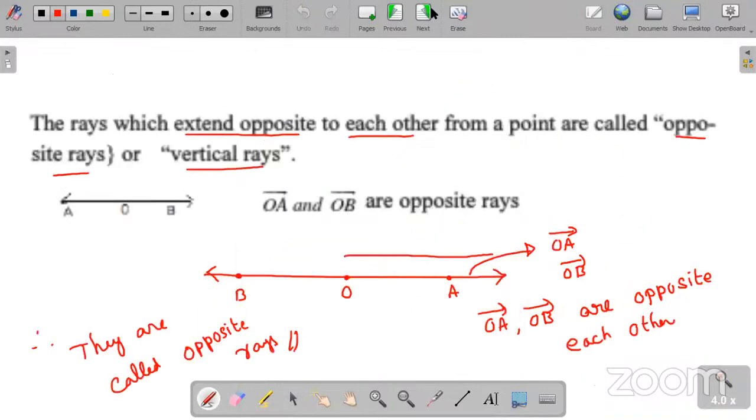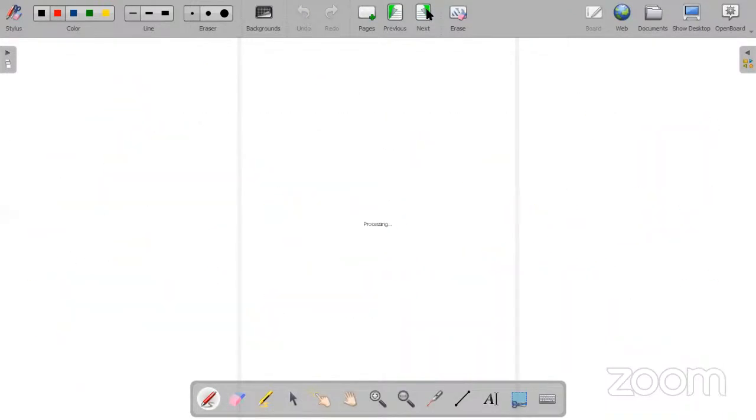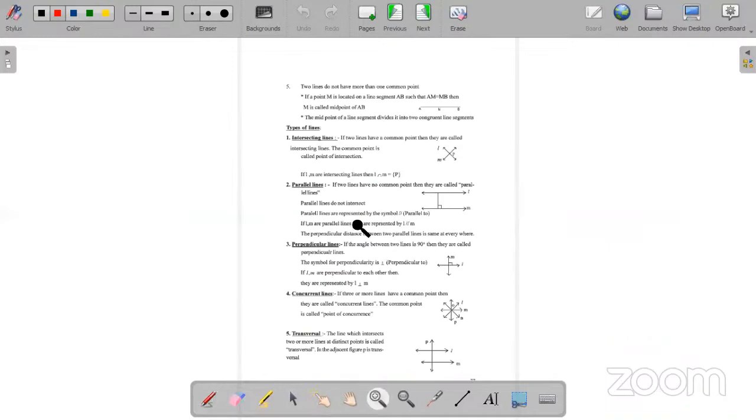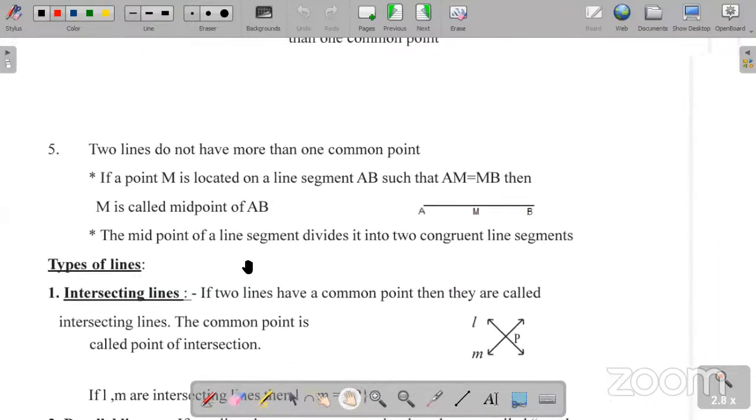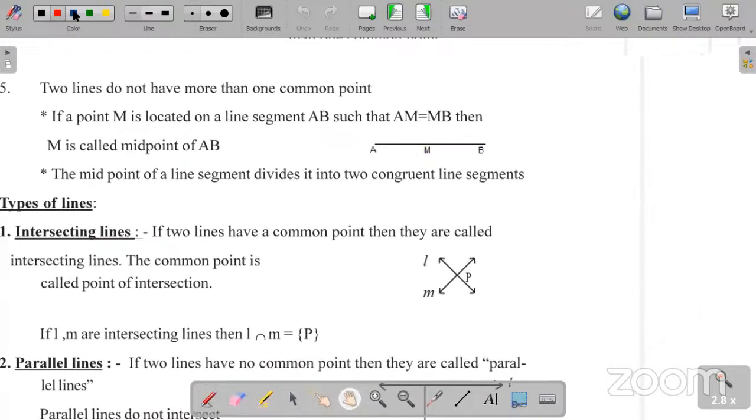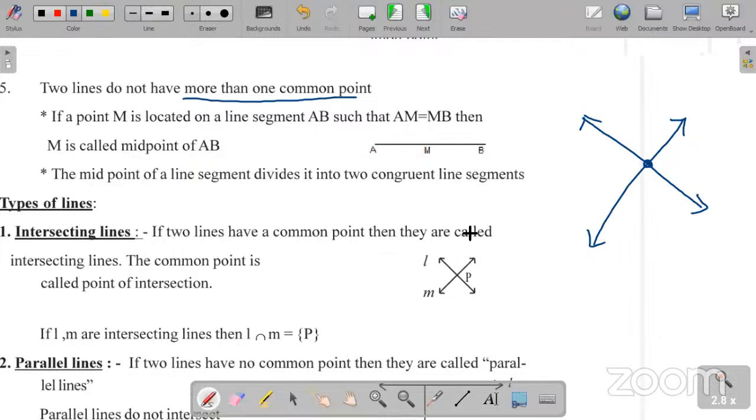Let us move to yet another concept. My dear students, let me come to this concept now. Two lines do not have more than one common point. It may not be possible. For example, if two lines intersect like this, they intersect at only one point. So two lines cannot have more than one common point. It's impossible. Only one point.